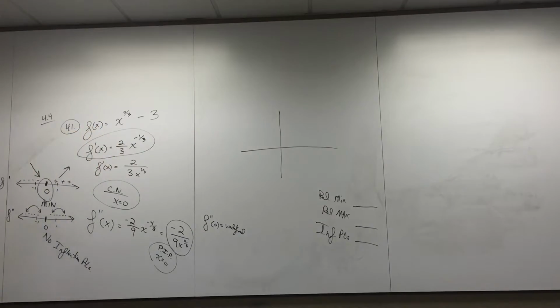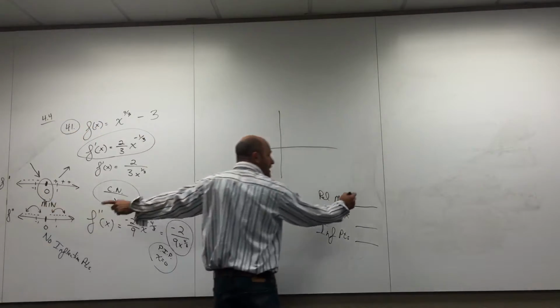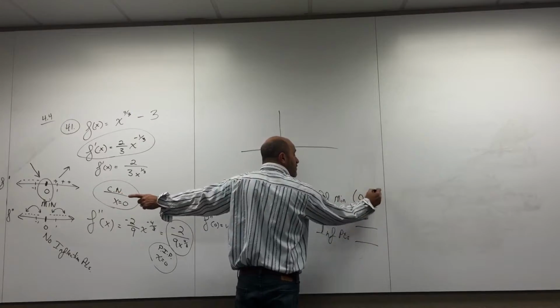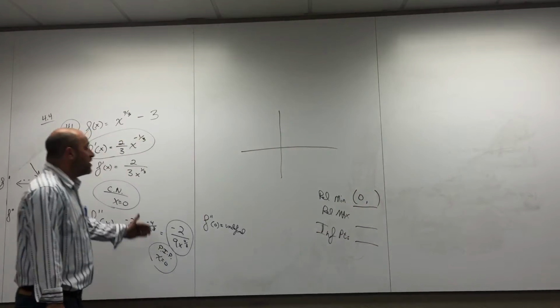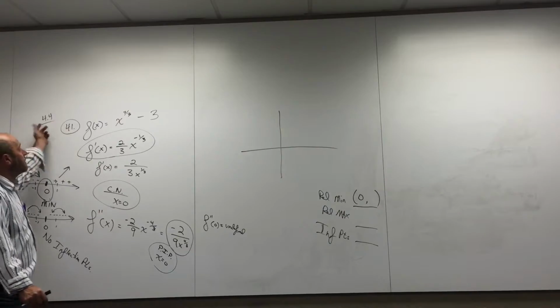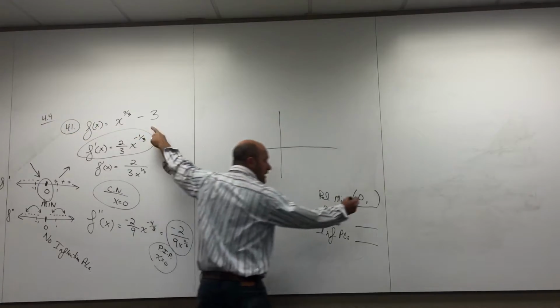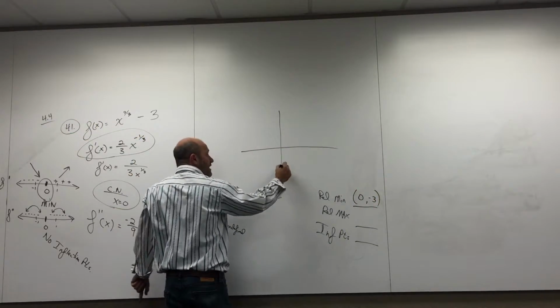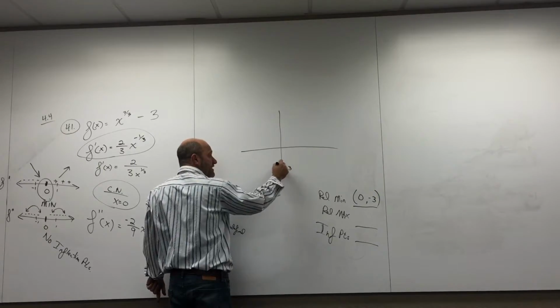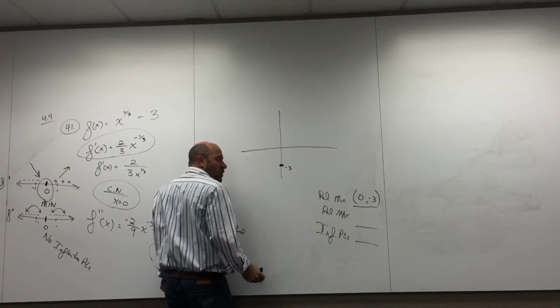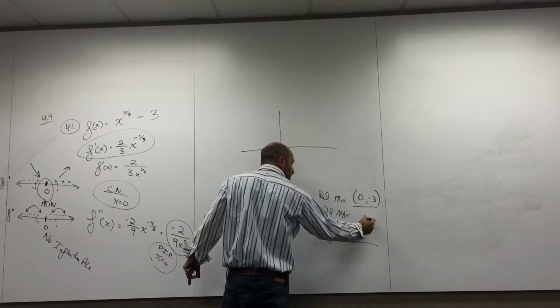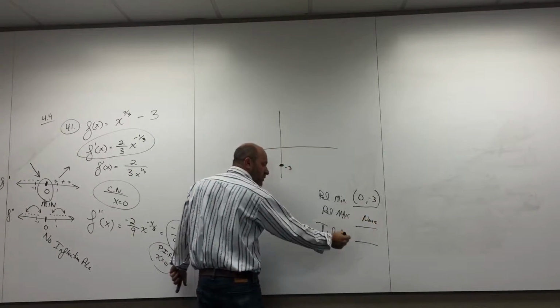And I like to plot this point. What did we find? Oh, we did find a relative min when x is 0. If you plug that into the original function, what do you get for a y value? -3. So that's the point (0, -3), and that's a real live min. Did we have any maxes? Nope.